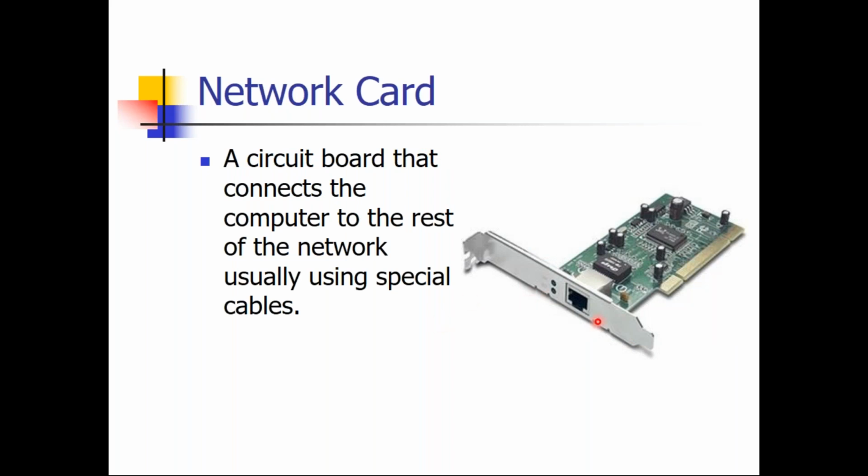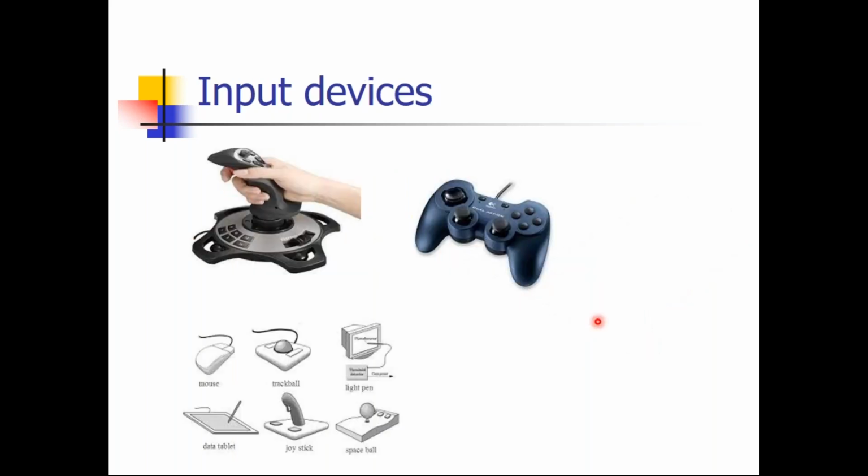Next, network card. Next, input devices. Different input devices. So far, what we have seen is a keyboard, mouse, right? These are again different types of input devices available. This is called a joystick.